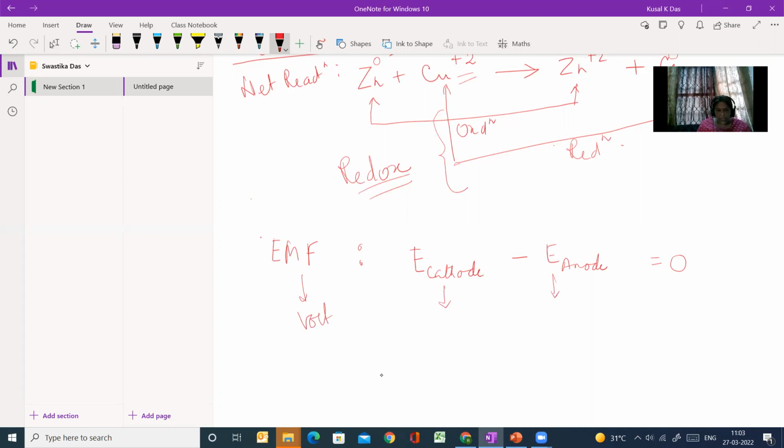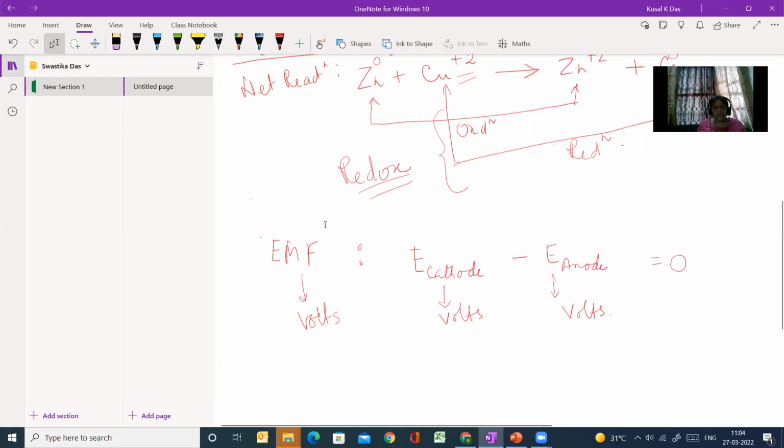Now the unit of the EMF, the unit of the electrode potential, all the units are in volts. If you are using any kind of battery, you can see how much voltage it generates, it is written on the battery. For example, your cell phone battery, if you open it, you can see what voltage it generates. Any kind of battery shows how much voltage it generates.